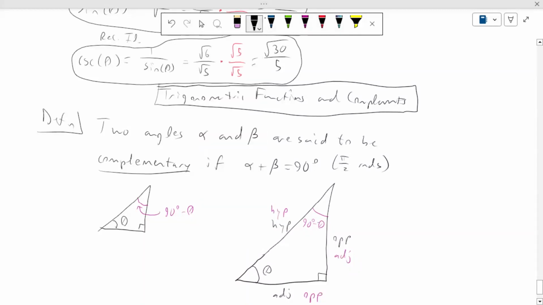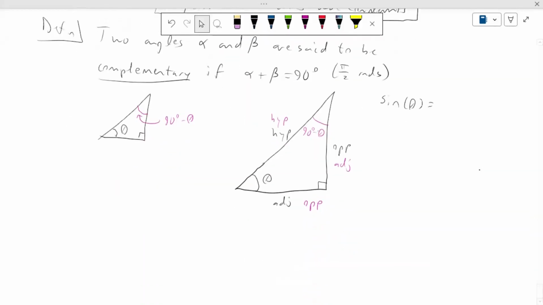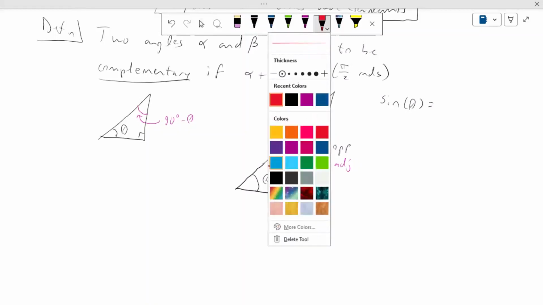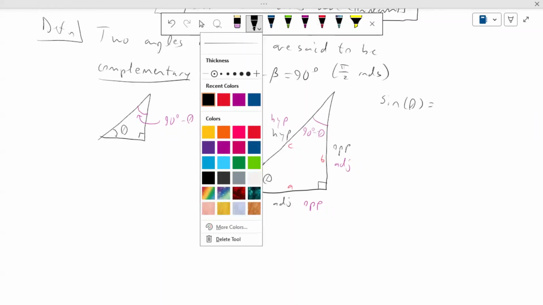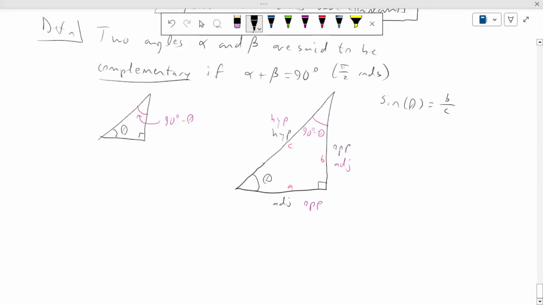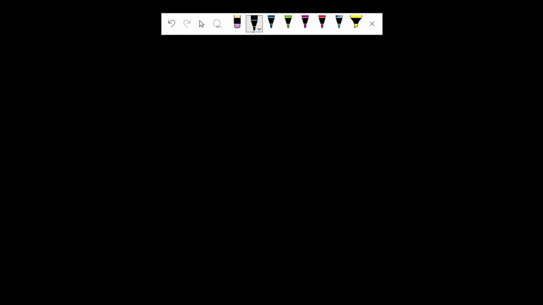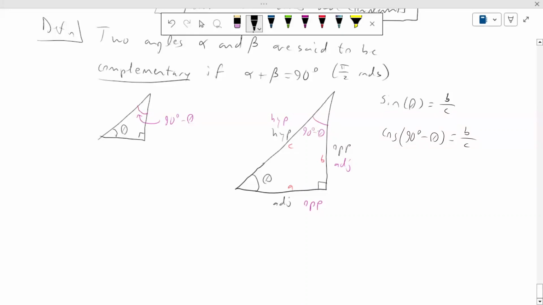So if I look at sine of theta, say this side is of length A, this is of length B, and this is of length C. Well, sine of theta is opposite over hypotenuse, so that would just be equal to B over C. But if I look at cosine of 90 degrees minus theta, that would just be adjacent over hypotenuse, but the adjacent side of 90 degrees minus theta is B. The hypotenuse is still C. So sine of theta is the same thing as cosine of 90 degrees minus theta in a right triangle.